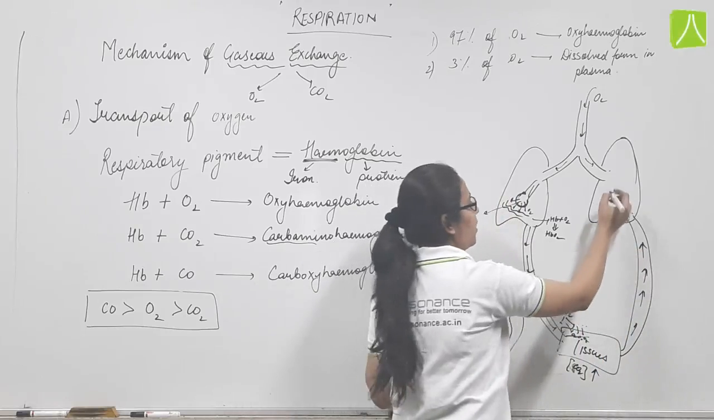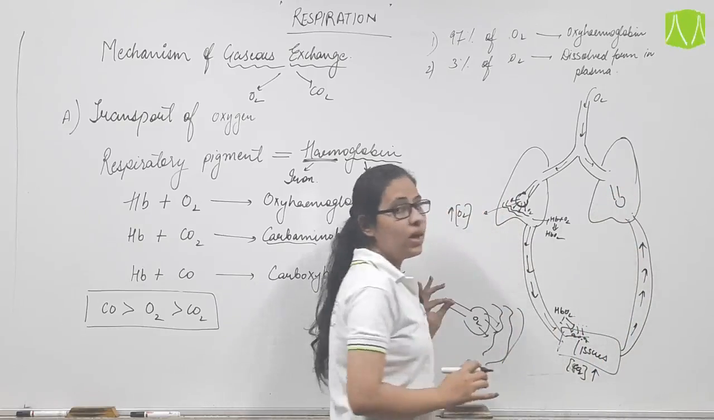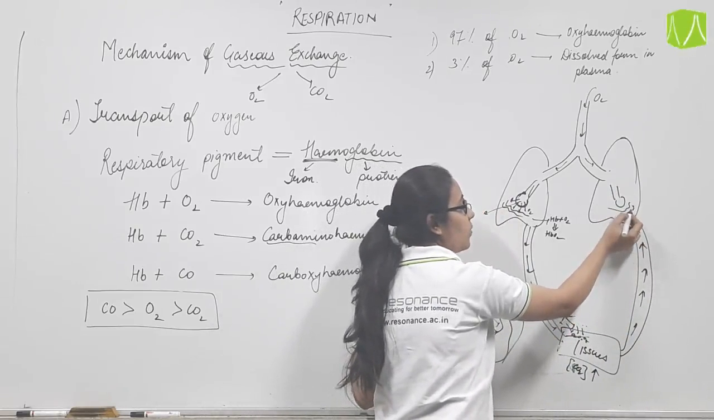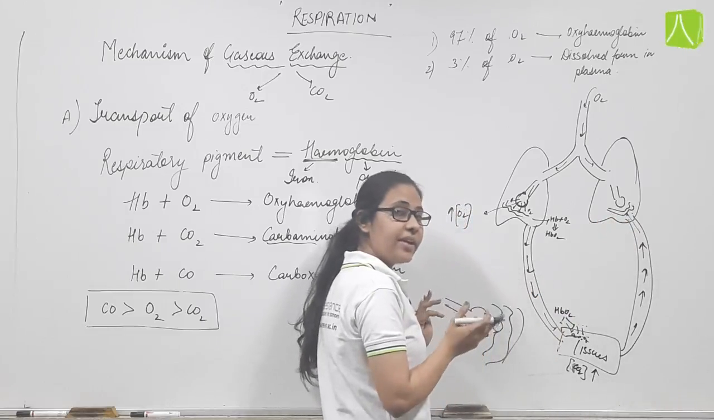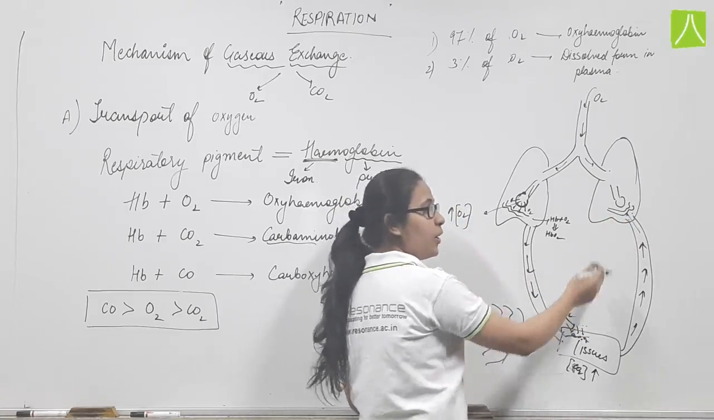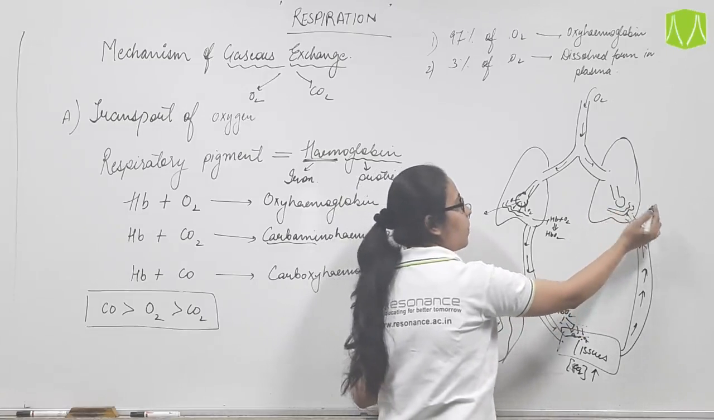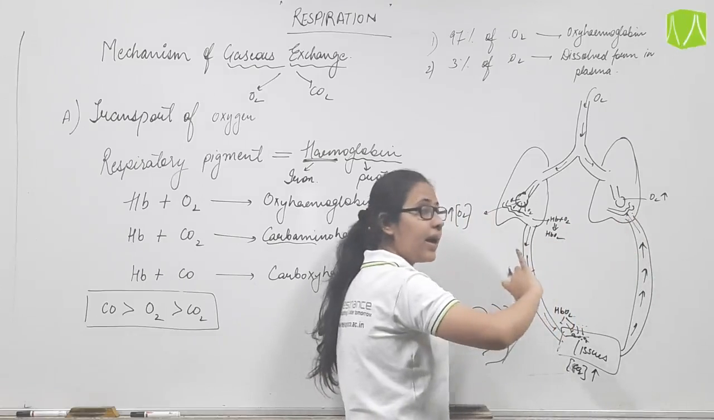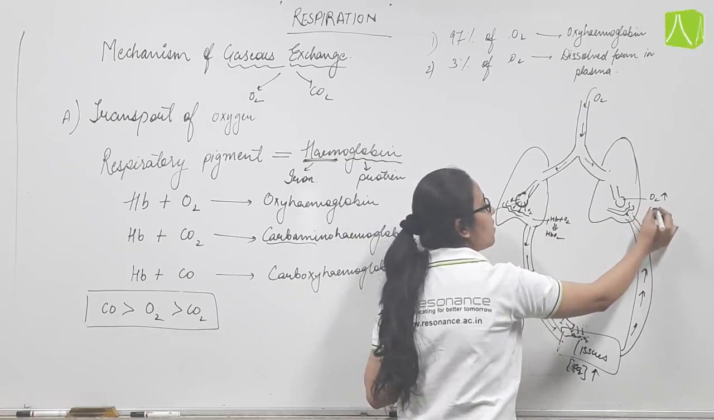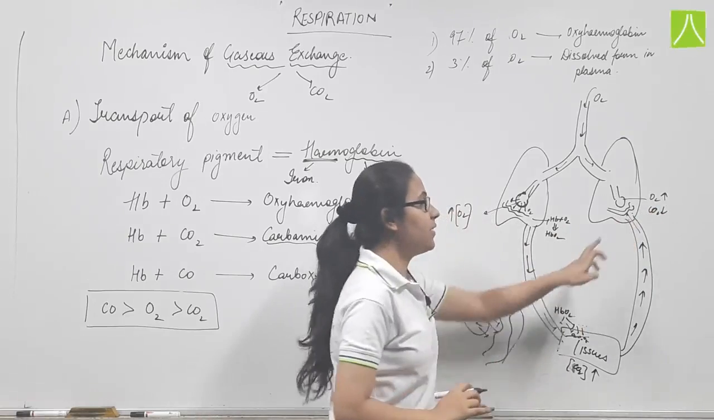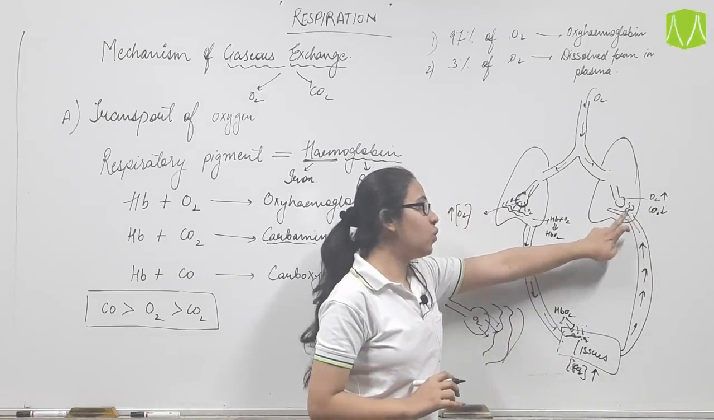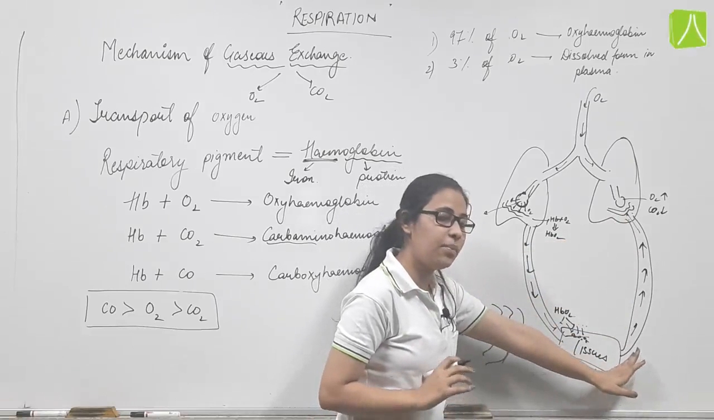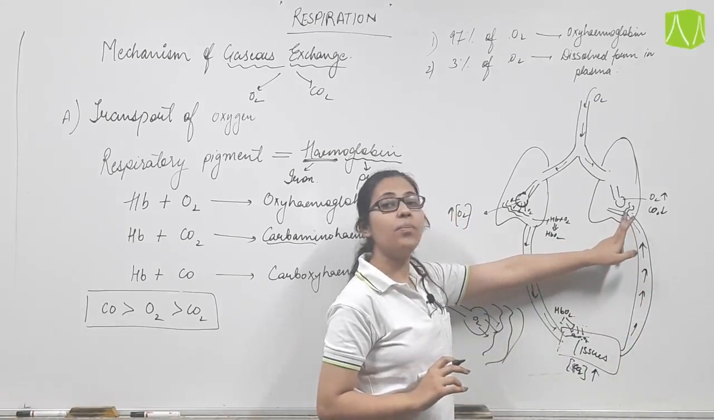Now what will happen over here? Again the diffusion process will occur. The blood vessels carry the carbaminohemoglobin to the lungs. Here the concentration of oxygen is again high and the concentration of CO2 is low. Basically this is occurring in the alveoli, so the carbaminohemoglobin has reached up to the alveoli.